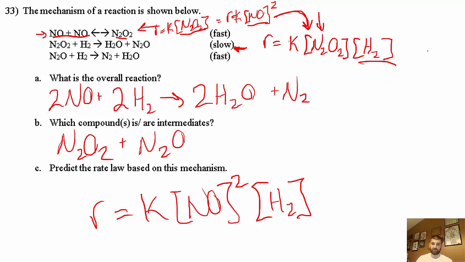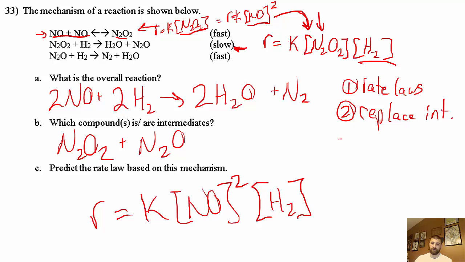So that's pretty much it. First step, write the rate laws. Second step, replace intermediates. And then third step, write out the answer. Simplify and combine like terms. All right, so that's it.